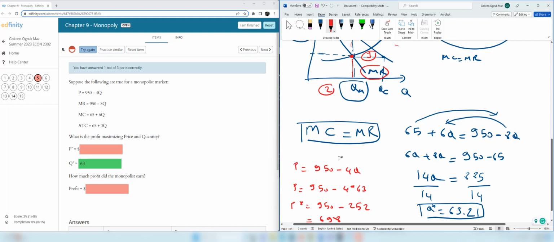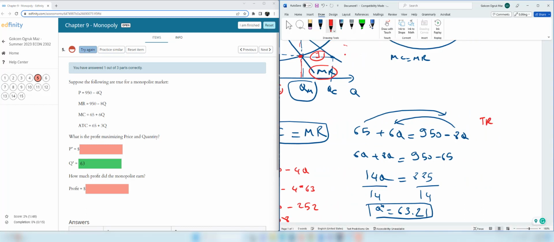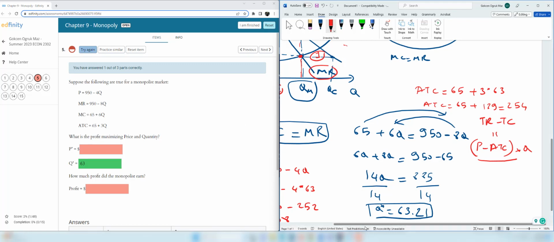And next we need to find the profit. So for profit, we need ATC and we need to calculate average total cost. If you remember, the profit is either total revenue minus total costs or price minus ATC gives us per unit profit times quantity. Both are the same, okay? I'm going to use this equation, so I need ATC because I have the quantity, I have the price, only missing is ATC. To calculate ATC, I'll just get the equation and instead of Q, I will plug 63. So ATC is equal to 65 plus 189, which is equal to 254.